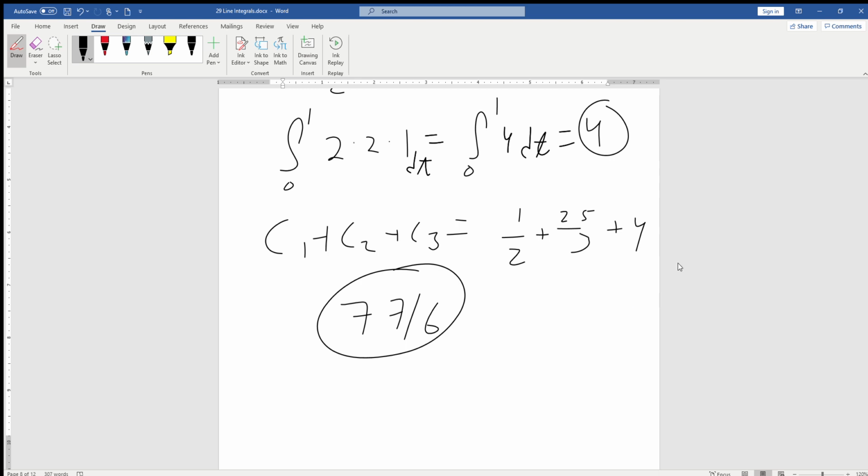So now that we know how to evaluate line integrals, the next steps we're going to take are to be able to utilize them in some sort of real-life application.